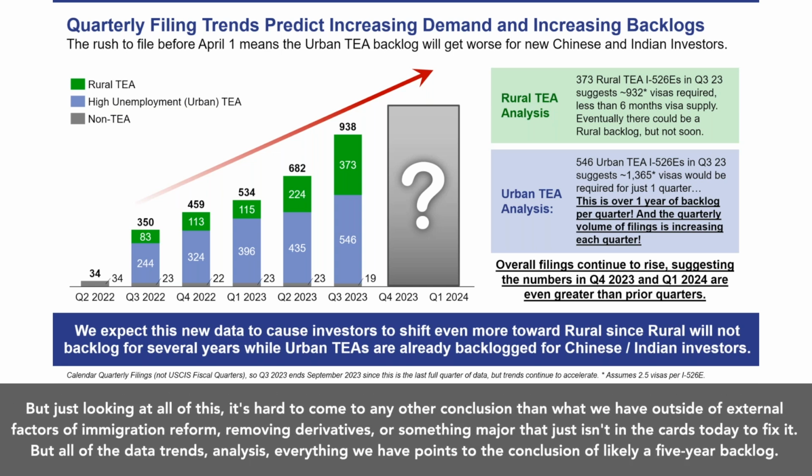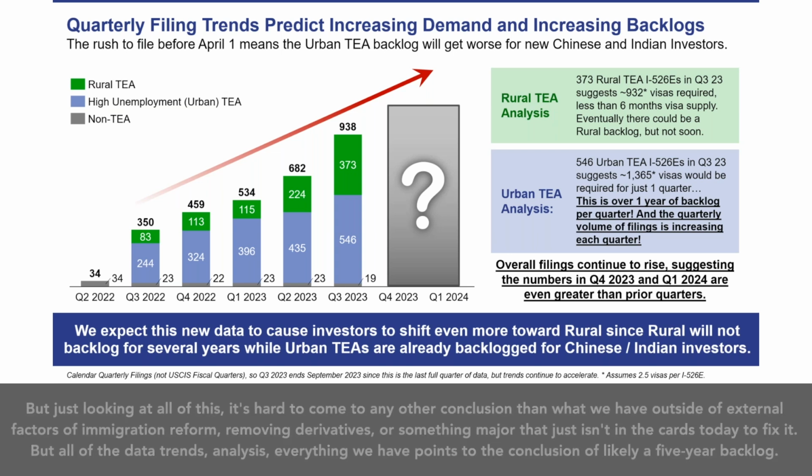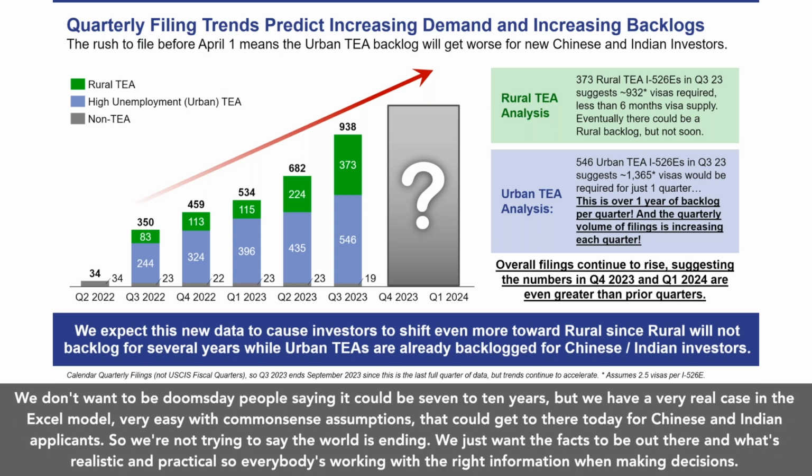But just looking at all of this, it's hard to come to any other conclusion, outside of external factors like immigration reform, removing derivatives, or something major that just isn't in the cards today to fix it. But all of the data, trends, analysis, everything we have points to the conclusion of likely a 5-year backlog. We don't want to be doomsday people saying it could be 7 to 10 years, but we have a very real case in the Excel model, very easy with common sense assumptions, that could get there today for Chinese and Indian applicants. So we're not trying to say the world is ending. We just want the facts to be out there and what's realistic and practical, so everybody's working with the right information when making decisions.